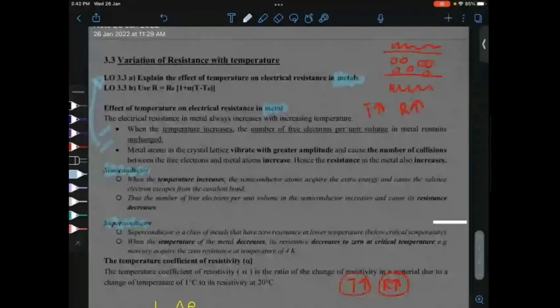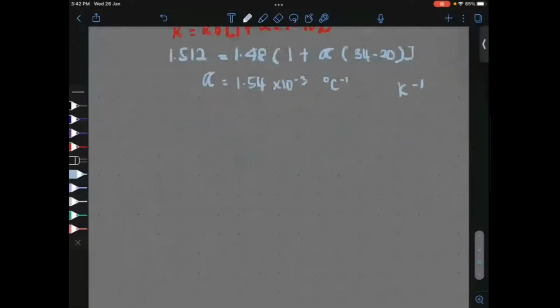So itu adalah for 3.3. 3.3 is a very small subtopic. Ini, awak do the remaining example here.